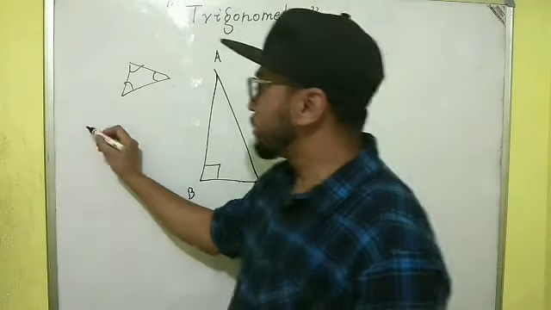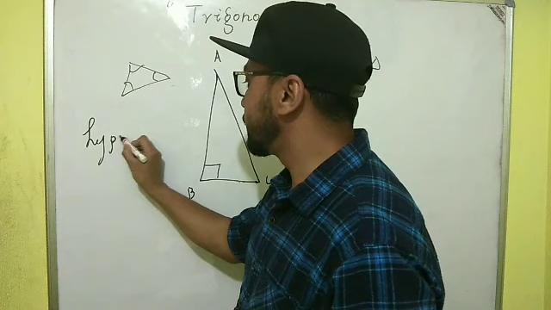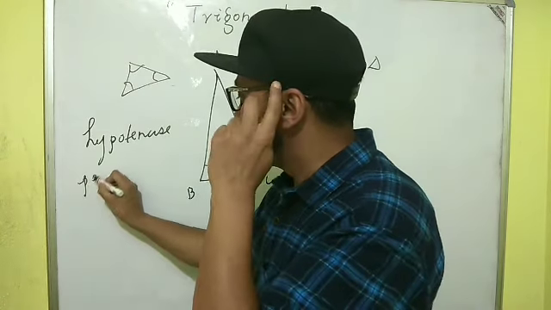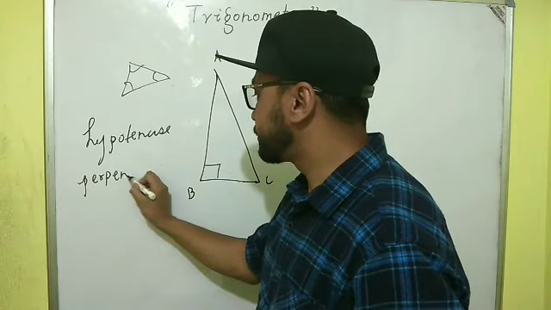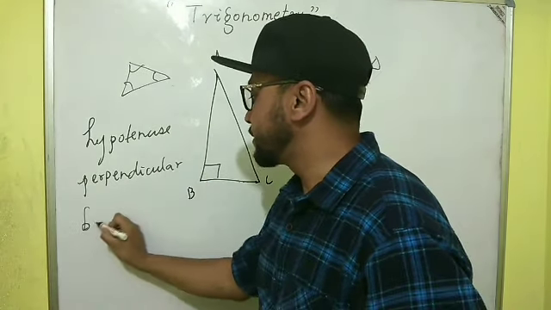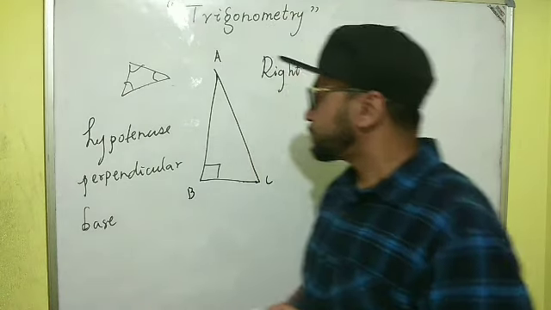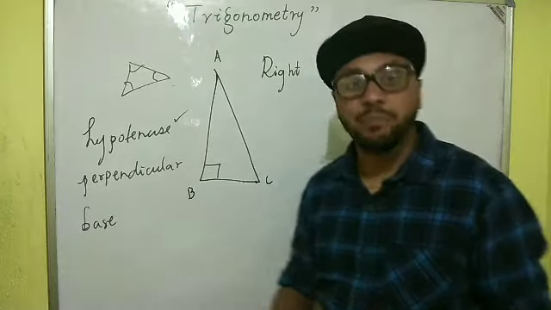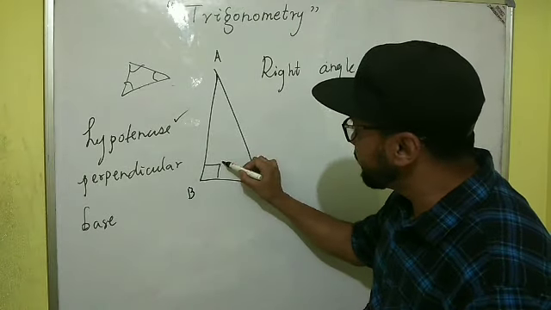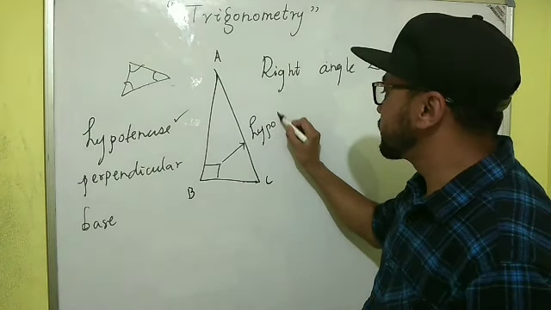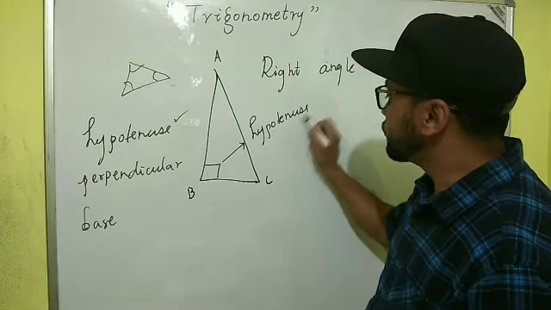These sides are called hypotenuse, perpendicular, and base. It's very easy to find the hypotenuse. The side opposite to the 90 degree angle is your hypotenuse. It is denoted by H.